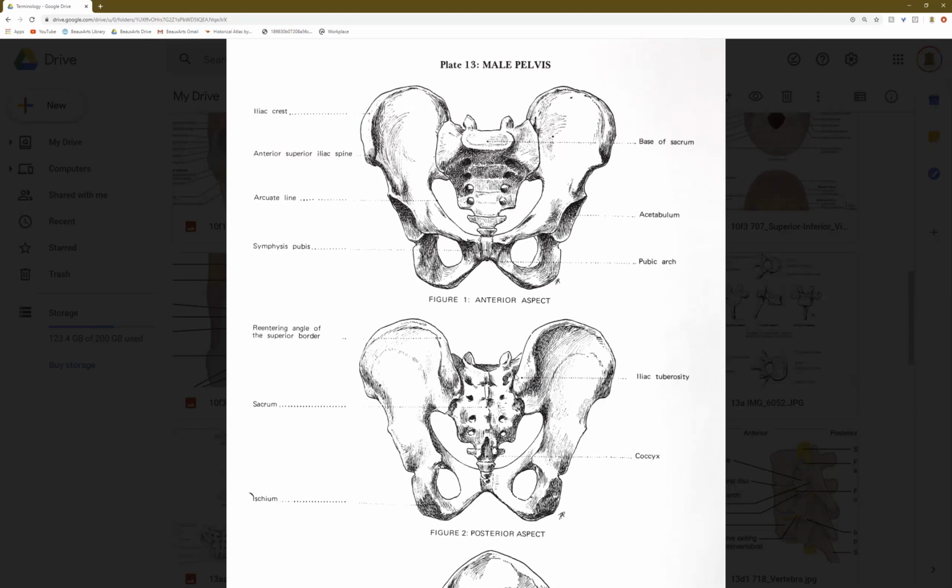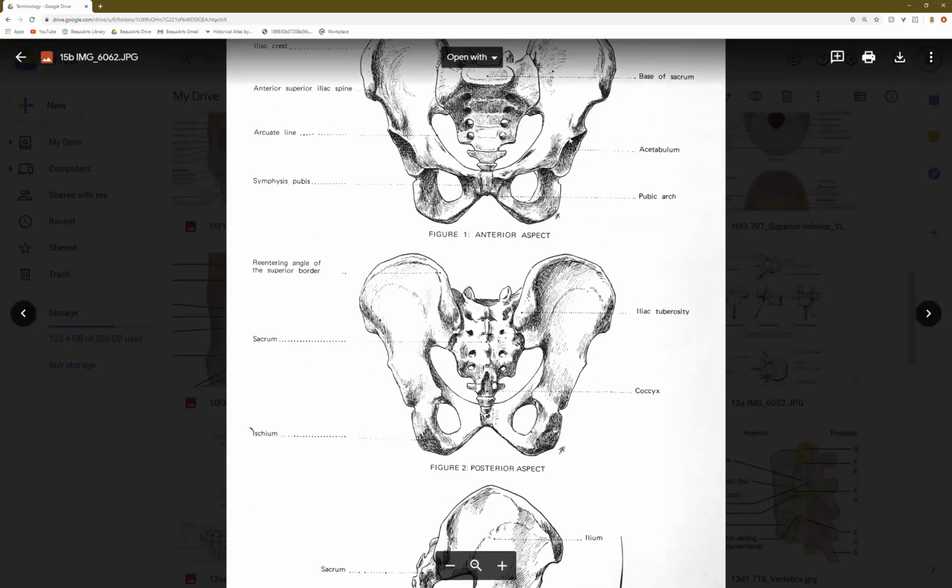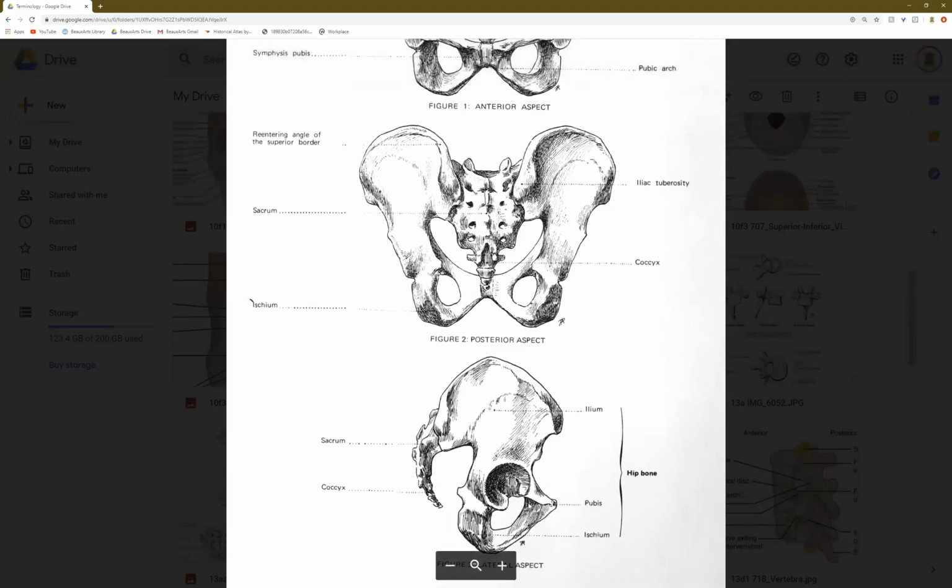So this tuberosity right here, this labeled iliac tuberosity, is part of the sacral triangle that you see when you're just looking at the morphology or the surface of the body. You have these little fossae or indentations right here, and that makes up the iliac or the sacral triangle. So where the femur connects, this is called the acetabulum. The acetabulum is this deep concavity right here, where the femur articulates with the pelvis.